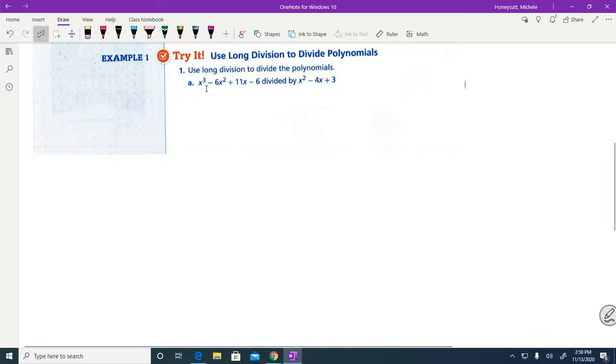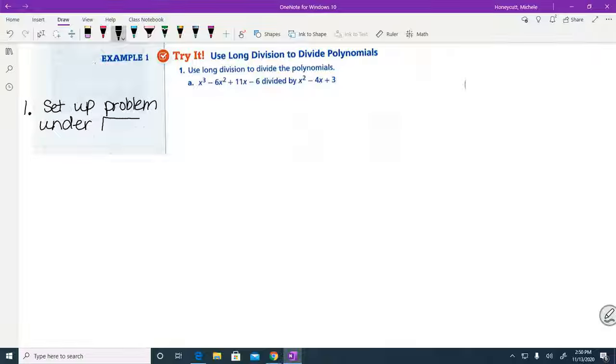So we're going to divide x cubed minus 6x squared plus 11x minus 6 by x squared minus 4x plus 3. The first thing you're going to do, number 1, is you need to set up the problem. Now notice there is no little check mark here. If I put a check mark here, that's the square root symbol. So don't put a check mark there. It's just a line under the division part.